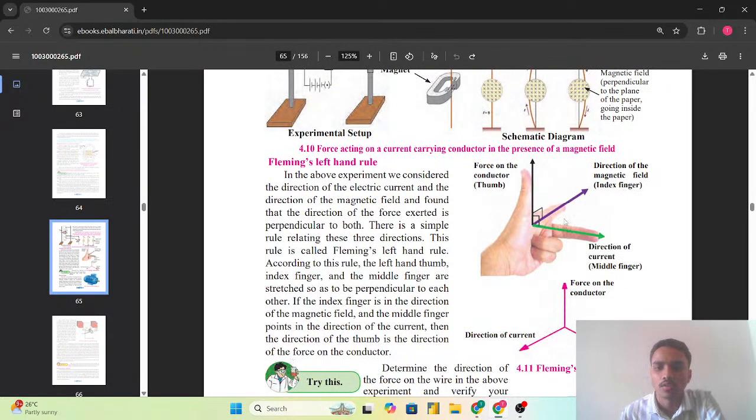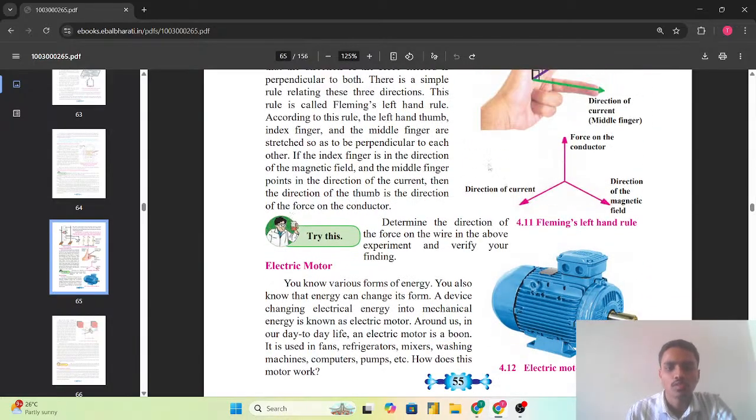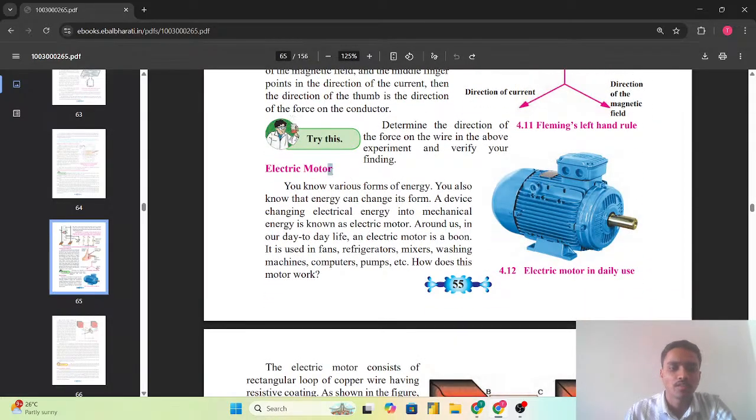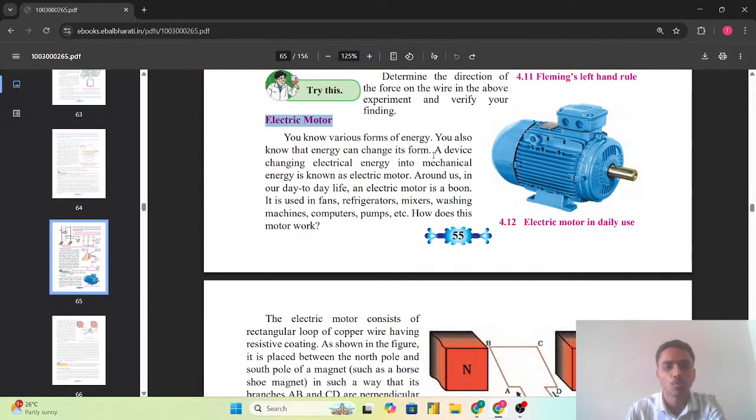So here the index finger is basically showing the direction of the magnetic field. Then the middle finger is showing the direction of the current, and the thumb is the force on the conductor. So this rule is basically used in the application of the electric motor.